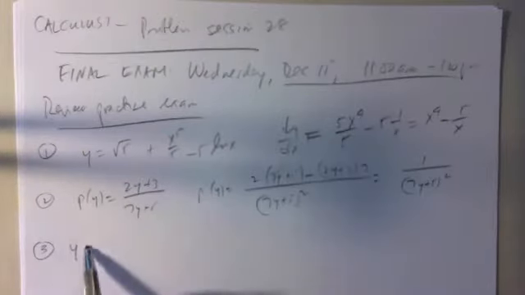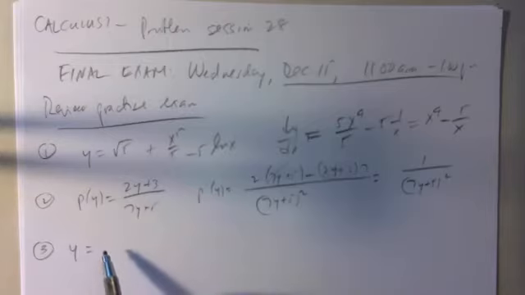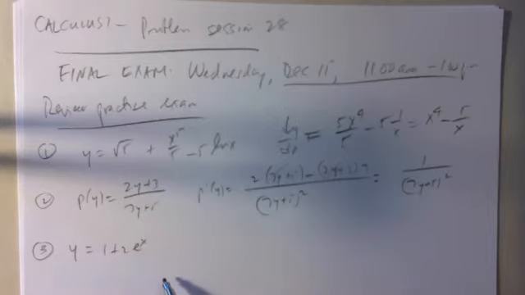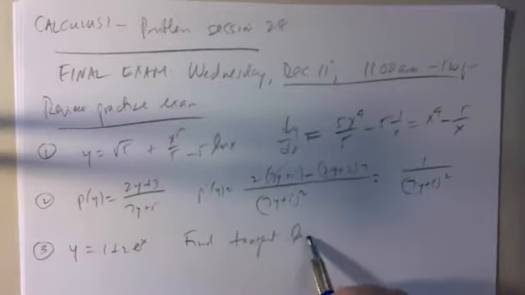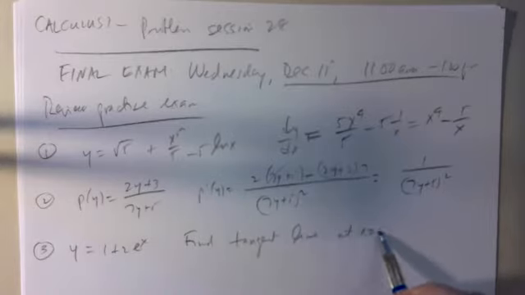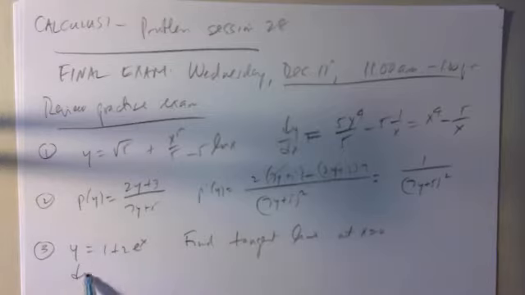Problem 3, we have the curve given by y equals 1 plus 2e to the x, and we want to find the tangent line at x equals 0. So the derivative of 1 plus 2e to the x is 2e to the x. And if you evaluate that at x equals 0, you just get 2.